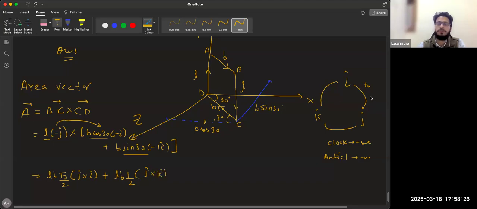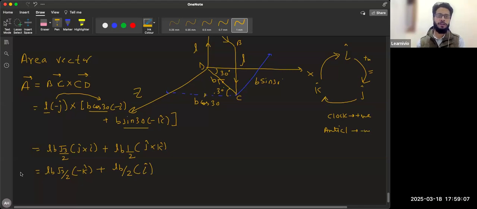Now Upasana, just use this diagram and tell me what J cross I is. K cap. Upasana, just check. When you're going from J to I, you are going clockwise or anti-clockwise? Anti-clockwise. So it will be negative. So it's minus of K cap, plus this is LB by 2. What is J cross K? I cap. So this is your area.